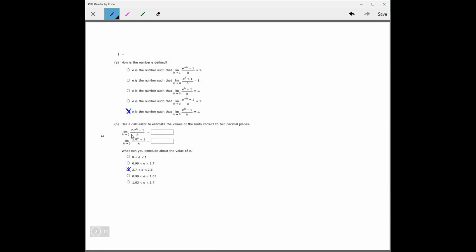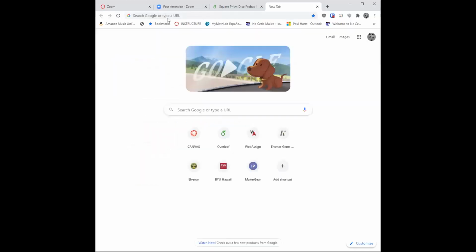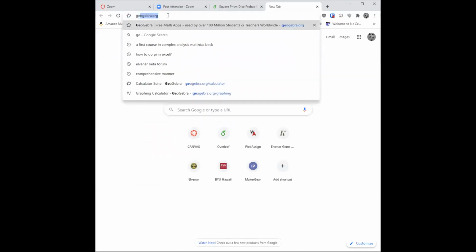So what I'm going to do is put these two functions into GeoGebra: 2.7 to the x minus 1 all over x, and then 2.8 to the x minus 1 all over x. Okay, so let's go ahead and do that one. So GeoGebra.